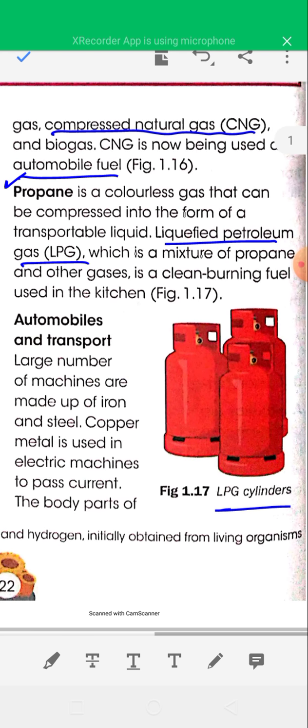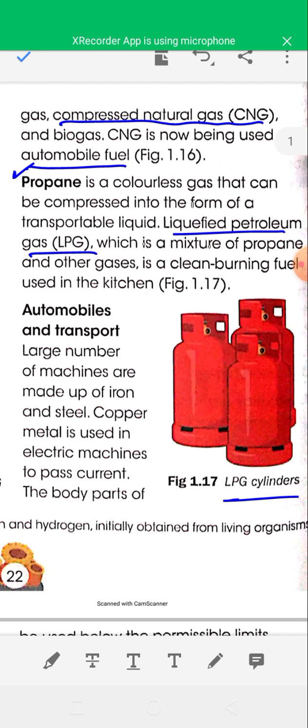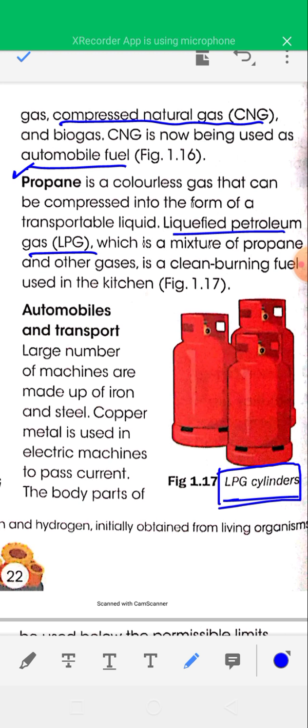The second compound is propane. Propane is also a colorless gas, and propane can be compressed into liquid form, liquefied petroleum gas, that is LPG. We use LPG as a burning fuel in the kitchen. LPG is a colorless gas that can be compressed into the form of a transportable liquid. Liquefied petroleum gas is a mixture of propane and other gases, and it is a clean burning fuel used in the kitchen.